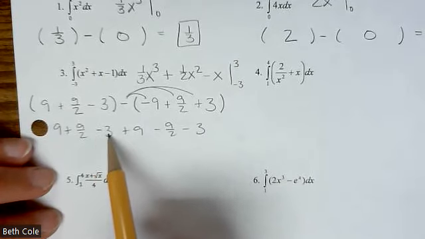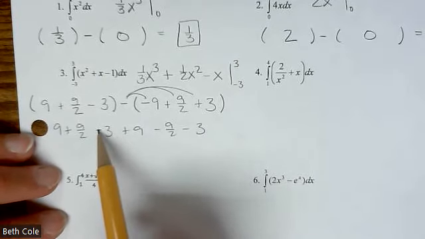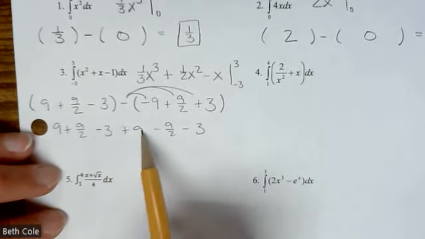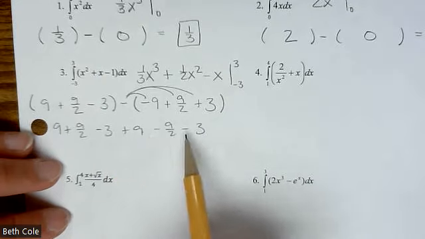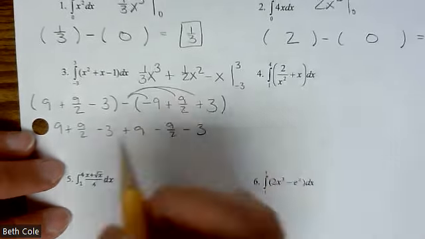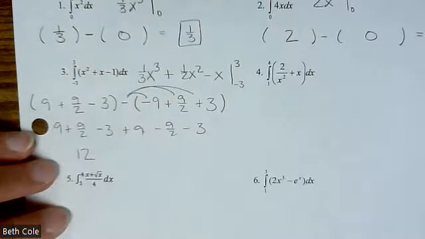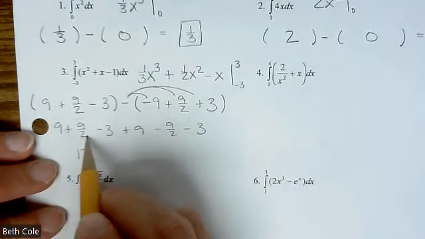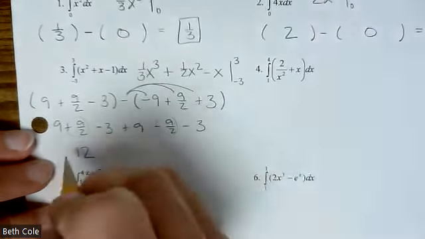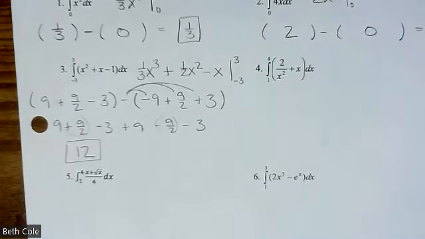9 minus 3 would be 6, plus 9, 15, minus 3, 12. And then, oh, actually, what happened to the fractions? Yeah, they actually are gone. So 12 is your answer.